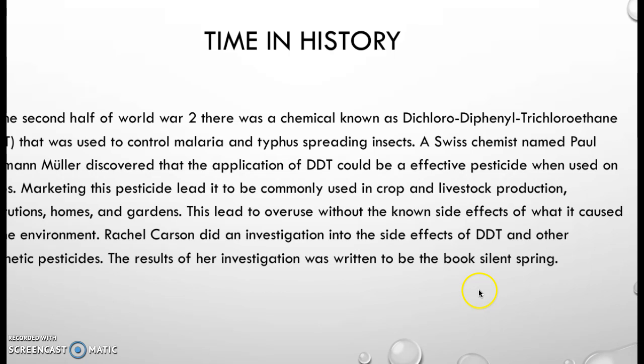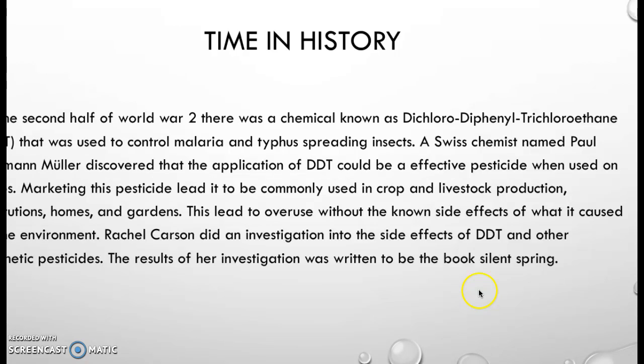In the second half of World War II, there was a chemical known as dichlorodiphenyltrichloroethane, or DDT, that was used to control malaria and typhus-spreading insects. Swiss chemist Paul Hermann Müller discovered that the application of DDT could be an effective pesticide when used on crops. Marketing this pesticide led to commonly used crops and livestock production, institutions, homes, and gardens. This led to overuse without the known side effects of what it costs the environment.